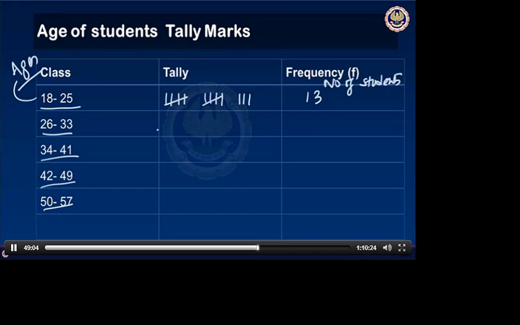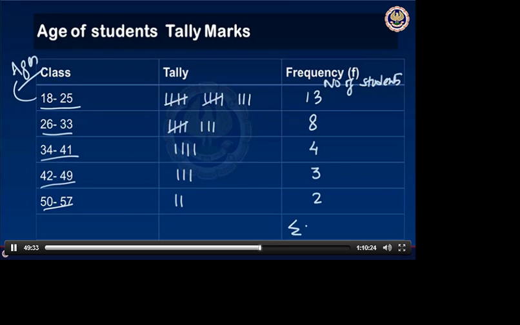And then we have between 26 to 33, we find that there are 1, 2, 3, 4, 5, and then there are 3 more sitting in this data. So there are 8 number of students which are coming in this class interval. So between 34 to 41, we find that there are only 4 students. And between 40 to 49, we found that there are only 3 students. And between 50 to 57, we found there are only 2 students.